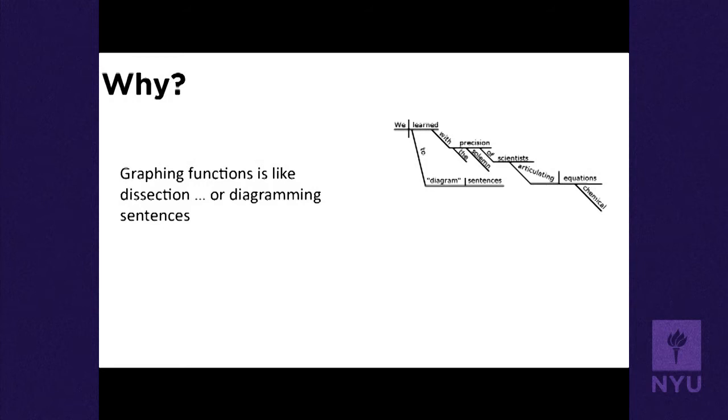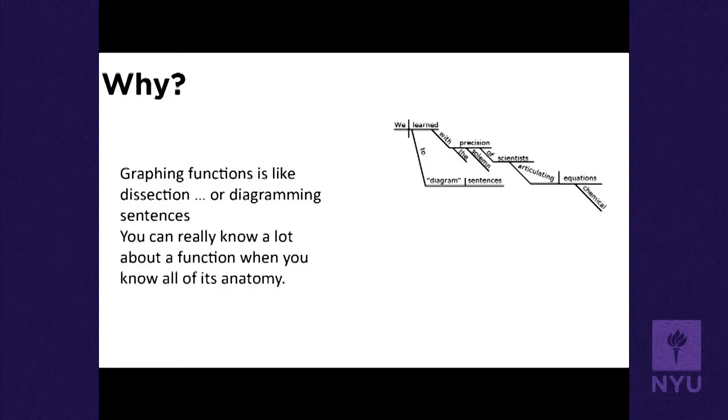It's kind of like diagramming sentences. Do students still learn how to diagram sentences in 7th grade? Raise your hand if this is familiar to you. Okay, about half of you. So when you're diagramming a sentence, you put the subject over here and the verb over here, and the prepositional phrases, they come on down, and then you've got adjectives and adverbs all over the place. And when you see the diagram for a sentence, you get an idea of how complicated the sentence actually is. Okay? So you can know a lot about a function when you know its anatomy, so to speak.